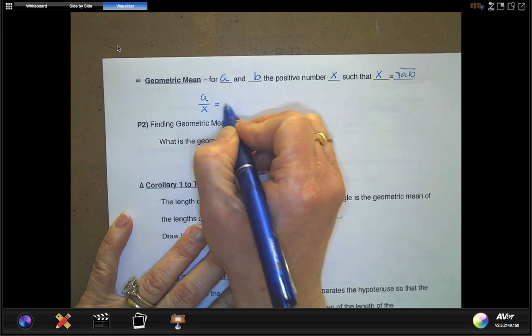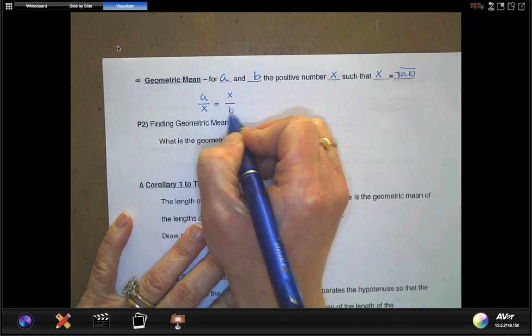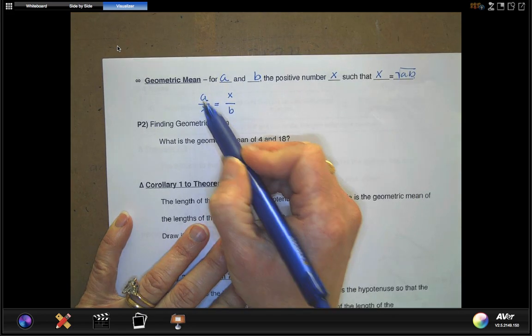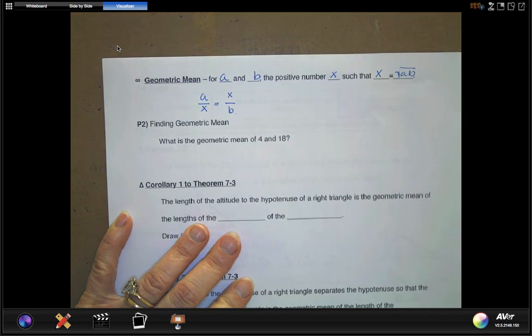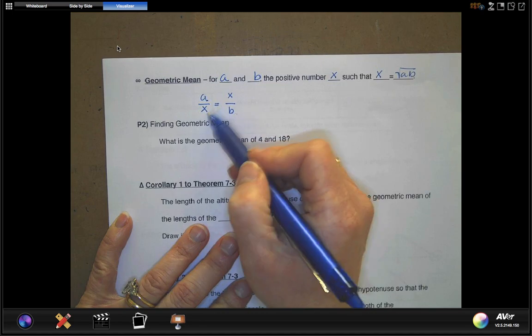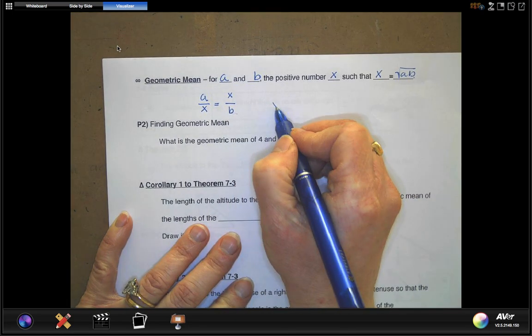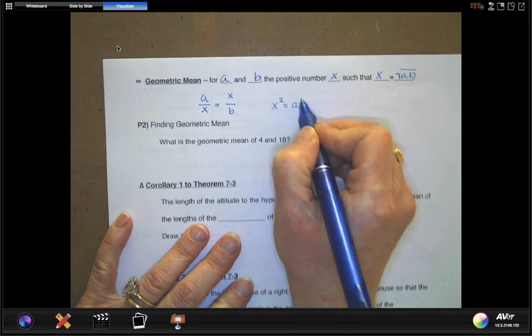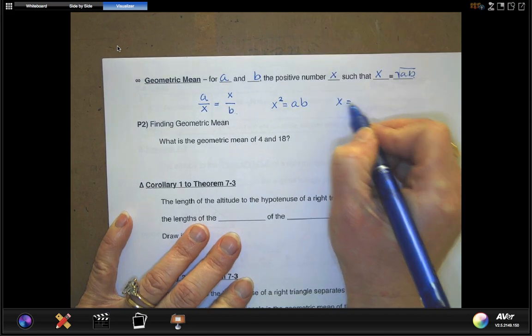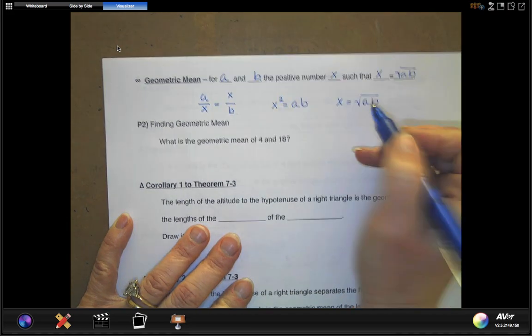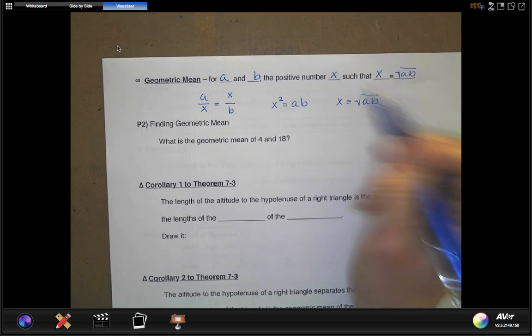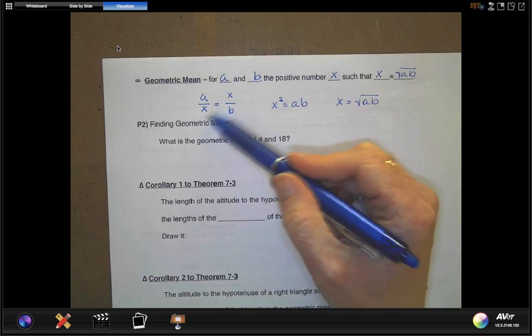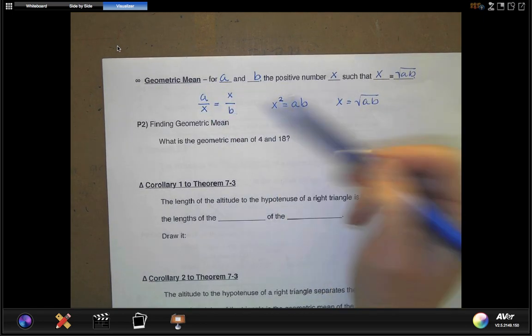But again, if these numbers A and B are in the extremes and x is in my means position, what ends up happening here when I cross multiply, I get x squared is equal to AB, so x is equal to the square root of AB. So it's just saying that the mean is just the square root of those 2 numbers.